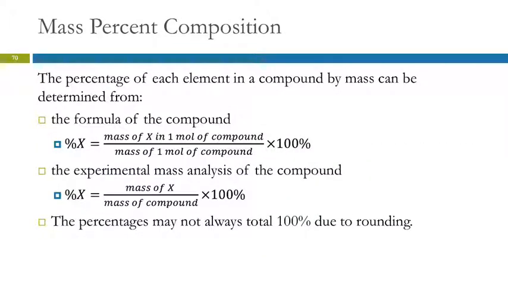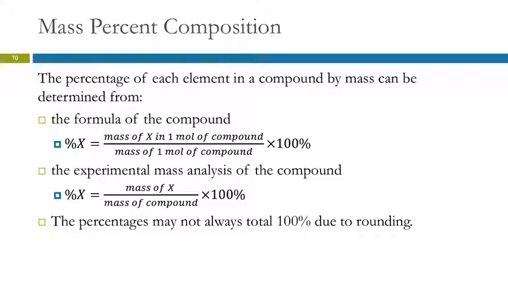So if we want the percentage of an element X in a compound, we're going to take the mass of X in 1 mole of that compound and divide by the mass of 1 mole of the compound, multiply by 100 so that we can get a percentage. We can do that very easily if we know the formula of the compound. We don't always know the formula, though.